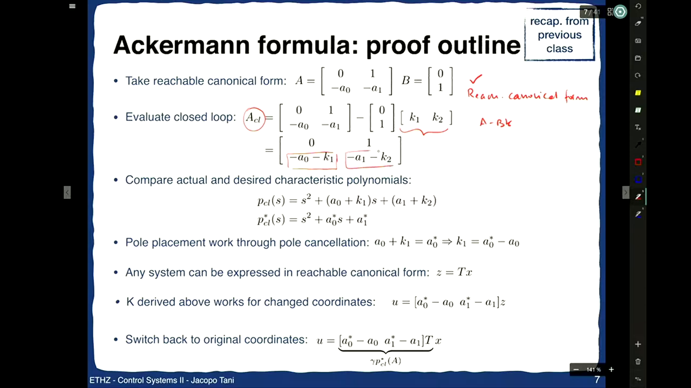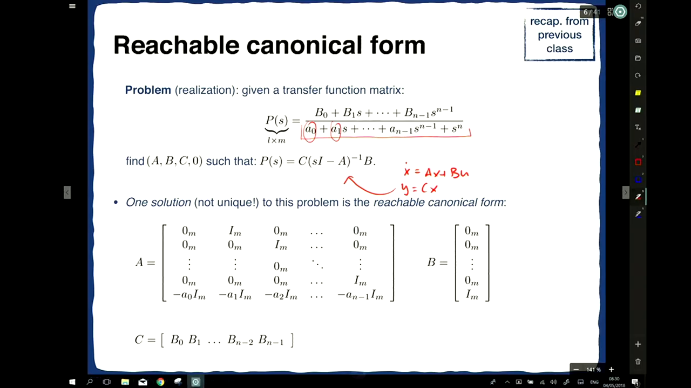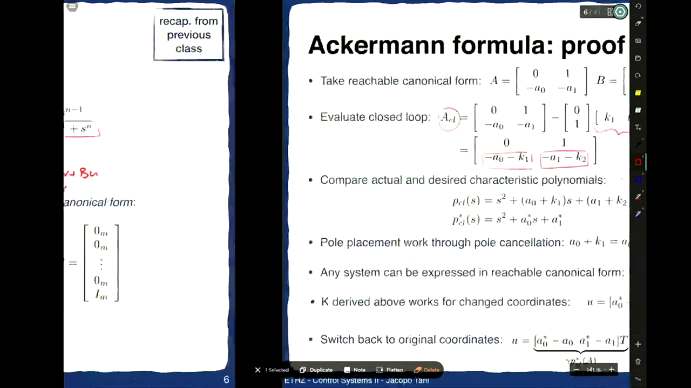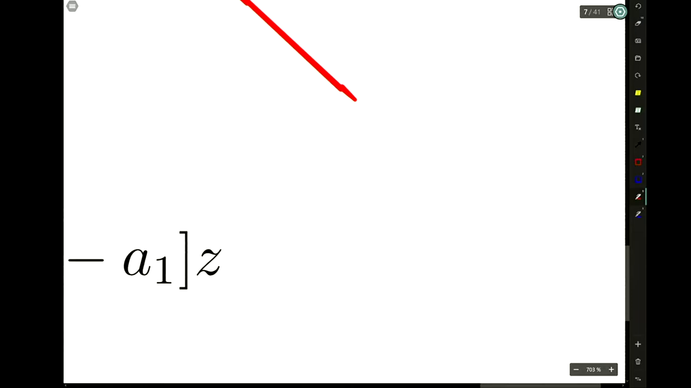If we look at the reachable canonical form, we see that the stability of the system is a function of the zeros of the denominator of the transfer function, right? So these coefficients A1, A0, and so on all appear in the last row of A. So if we apply state feedback to a reachable canonical form, we know that we're going to change the poles. It's only fair that we get the K that goes and affects those numbers.